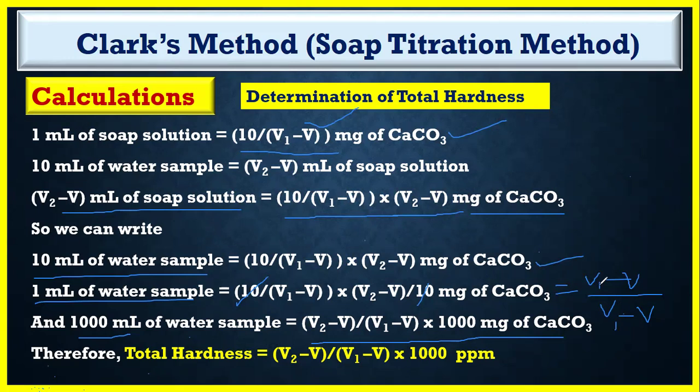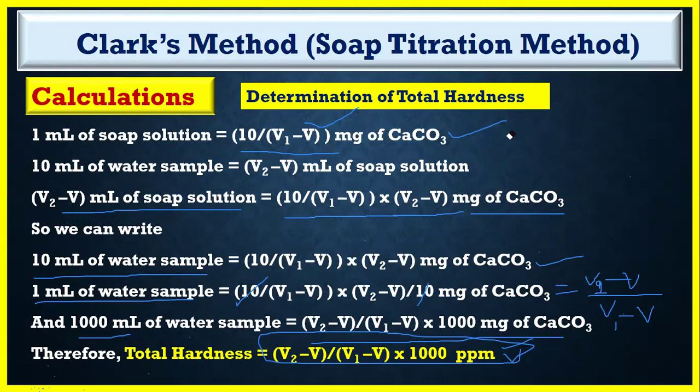This is V1 and this is V2. So 1000 ml of water sample is equal to (V2 minus V) divided by (V1 minus V) into 1000 milligram of calcium carbonate equivalent. Therefore, the total hardness of the water sample is equal to (V2 minus V) by (V1 minus V) multiplied by 1000 ppm. This is the total hardness of our water sample.